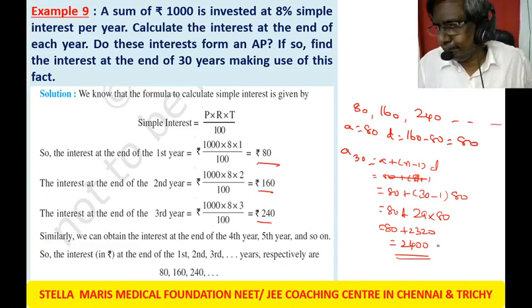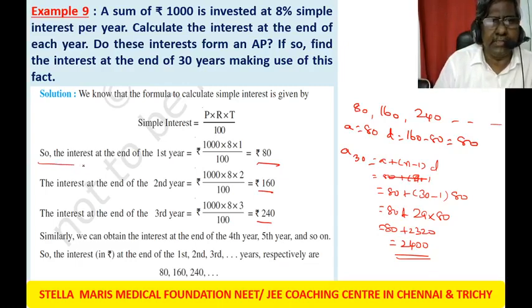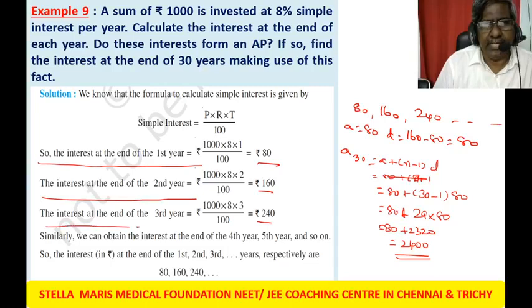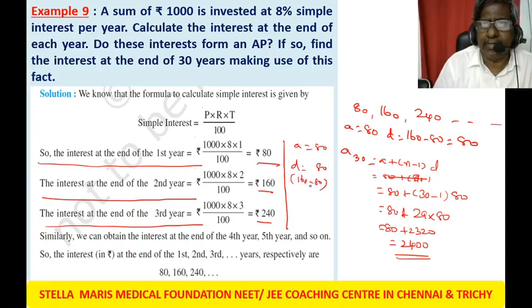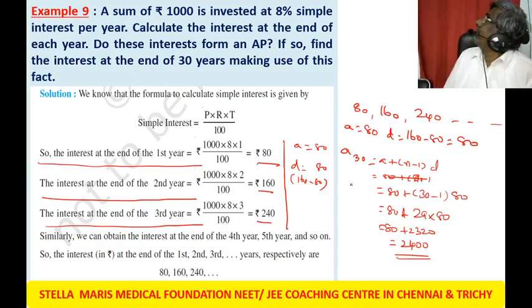Clear? Is it okay for you? Do you have any problem? See, the interest for the first year, interest for the second year, then interest for the end of the third year, this forms an AP where a is equal to 80 and d is equal to 80. How am I getting this? 160 minus 80, you get that. Clear? Now you want to find the 30th term. Tell me whether it's okay, whether everybody has understood this problem.